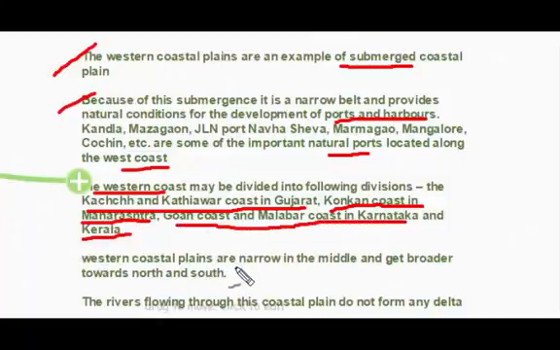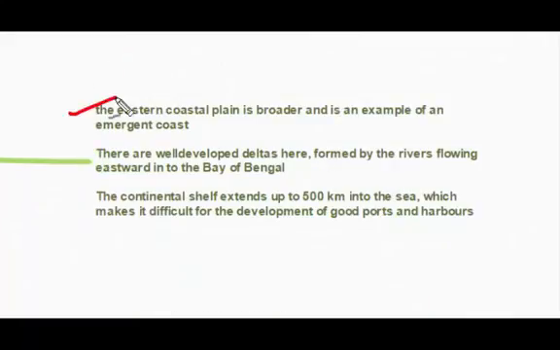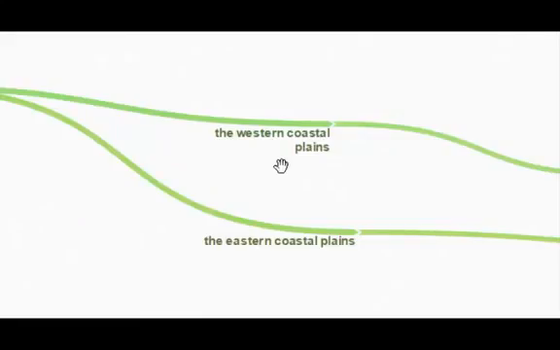Western coastal plains are narrow in the middle and get broader towards north and south. The rivers flowing through the coastal plains do not form any delta. Coming to the eastern coastal plain. The eastern coastal plain is broad and is an example of an emergent coast. There are well-developed deltas here formed by the rivers flowing eastward into the Bay of Bengal. The continental shelf extends up to 500 km into the sea, which makes it difficult for the development of good ports and harbors.